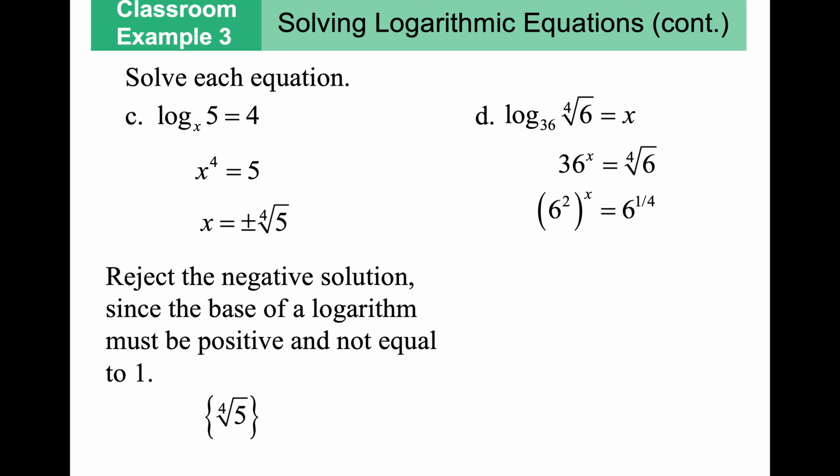So I'm going to write 36 as the power of 6. I'm going to distribute the exponent, and then I'm going to set it equal and solve for x. So I get 1/8 because 1/4 divided by 2 is 1/8.